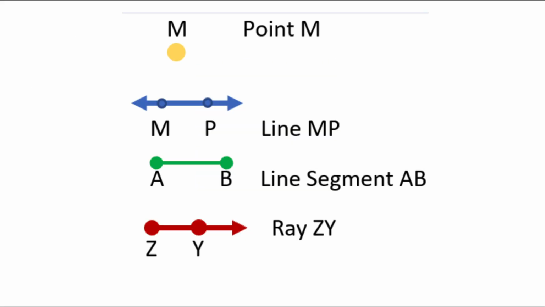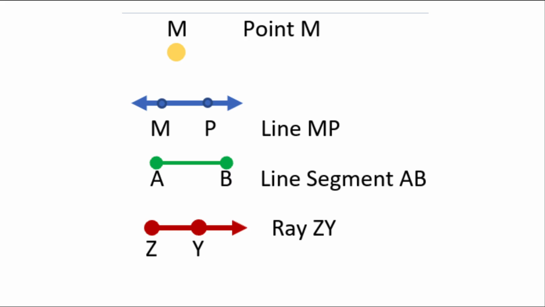We know that points are one point, and they are named point M, or whatever point they are. A line continues in both directions. That's why it has an arrow, forever, or for a very long time, right? And the way you name it is you name it by two points. So this would be line MP. A line segment stops. It has a specific length. And so this is line segment AB.